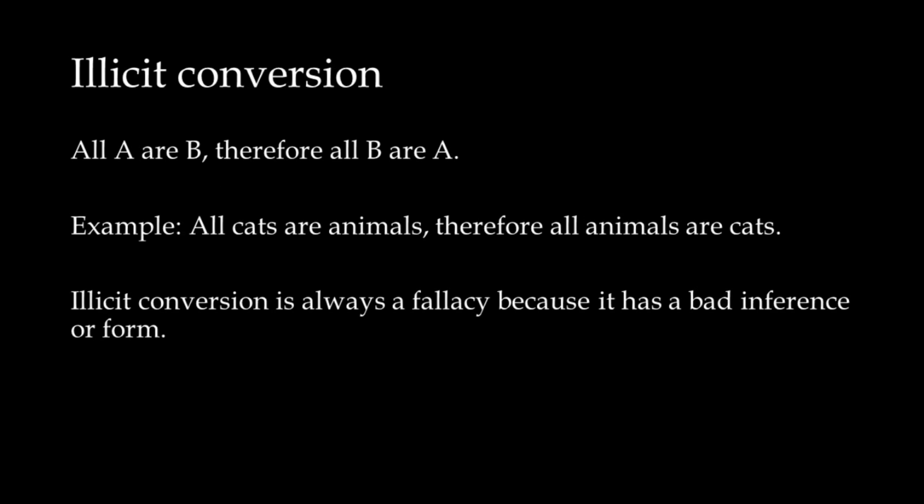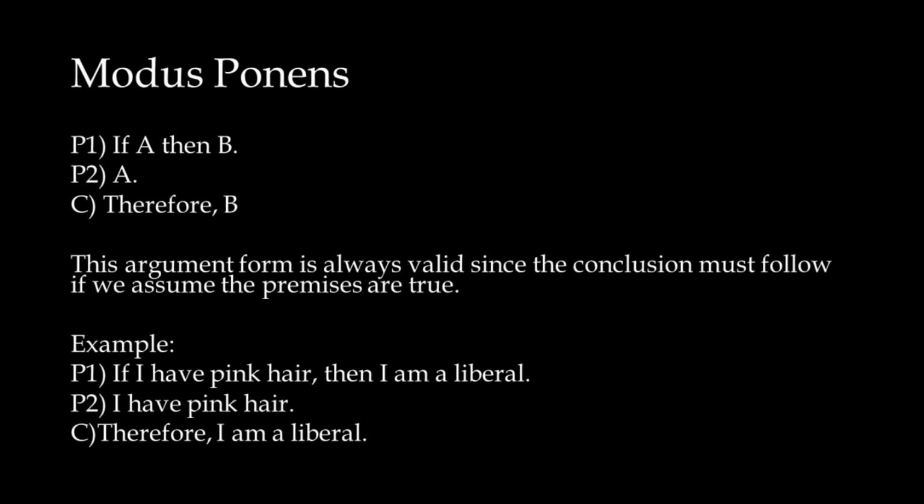Okay, now we're going to cover formal fallacies and valid argument forms. Here's an example of a formal fallacy: illicit conversion. All A are B, therefore all B are A. For example, all cats are animals, therefore all animals are cats. Illicit conversion is always a fallacy because it has a bad inference or form.